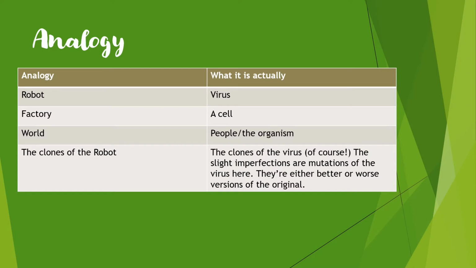The robot here is a virus which enters a cell, uses the cell's resources to make copies of itself, and after that they just go out and conquer the world, which here is the body of the organism. The factory is our cells or any cell. The world in this context is the organism. The clones of the robot are of course the clones of the virus. There are slight imperfections here, and those are called mutations in real life. They make the viruses either better or worse than the original.